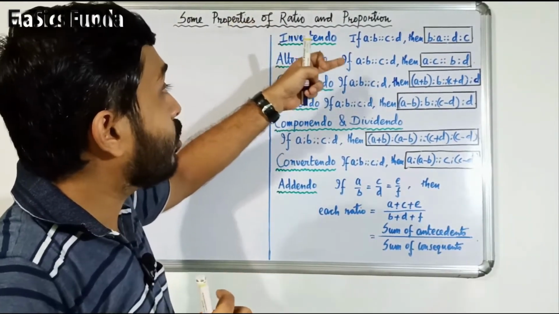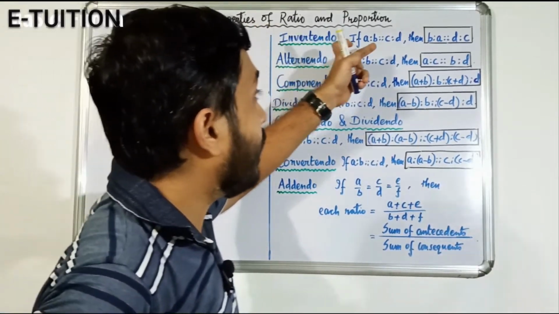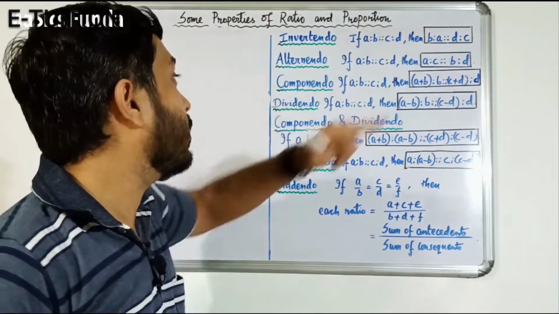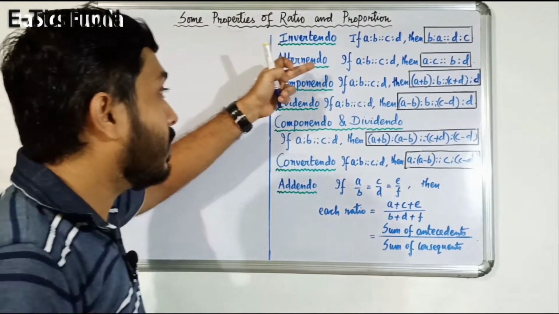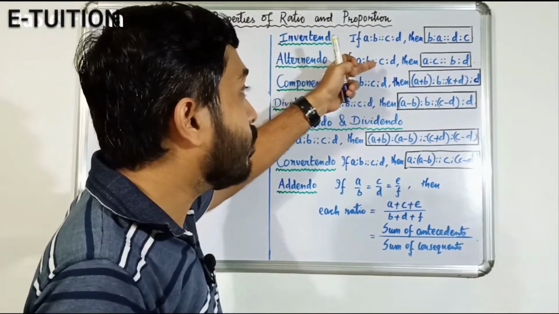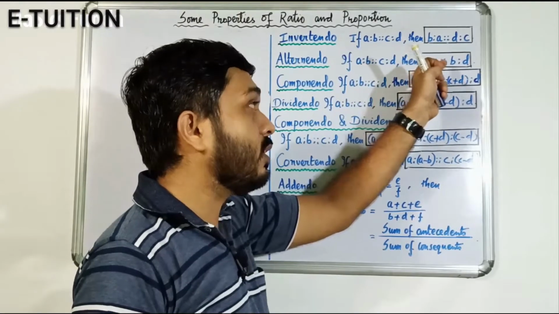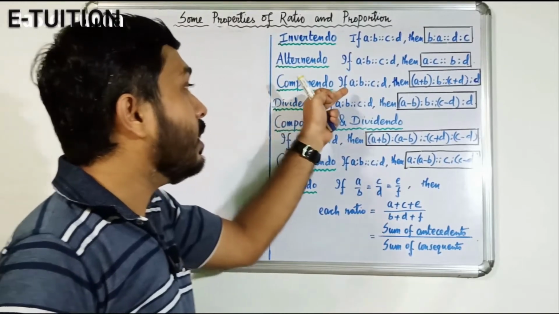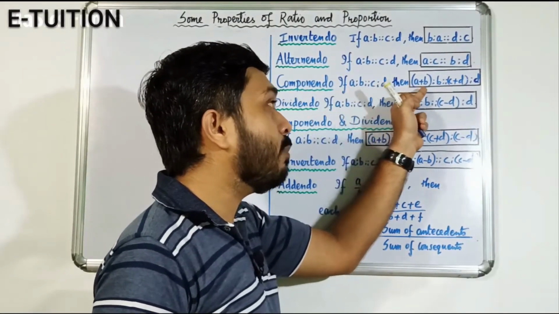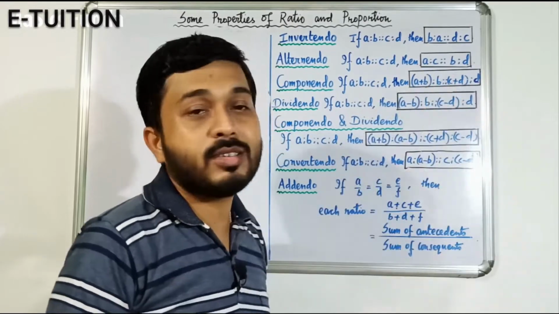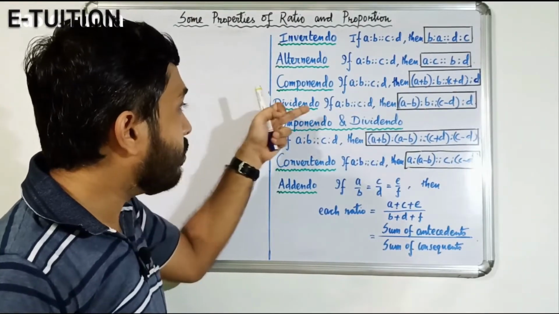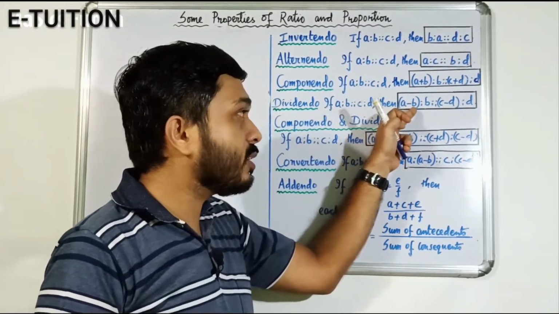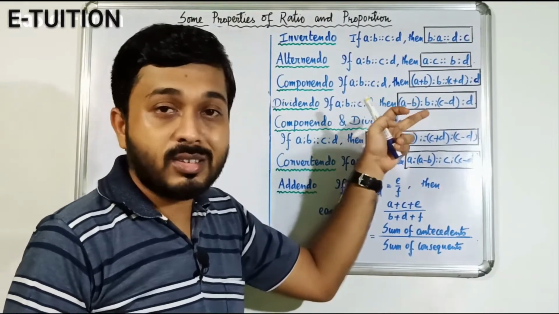First one is invertendo, and that one is saying if A is to B is equal to C is to D, then B is to A is equal to D is to C. After that is alternando, and that is saying if A is to B is equal to C is to D, then A is to C is equal to B is to D. After that comes componendo, according to which if A is to B equal to C is to D, then A plus B upon B is equal to C plus D upon D. Alright, after that is dividendo, according to which if A is to B equal to C is to D, then A minus B upon B is equal to C minus D upon D.